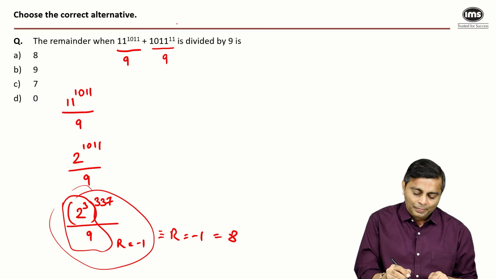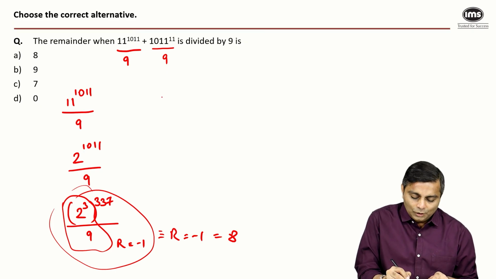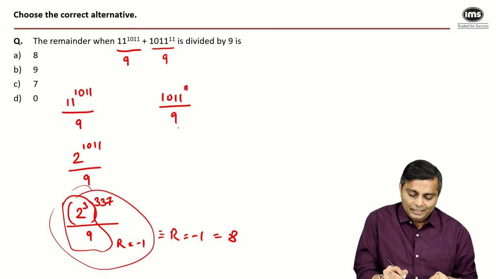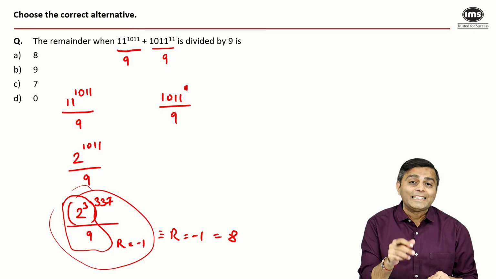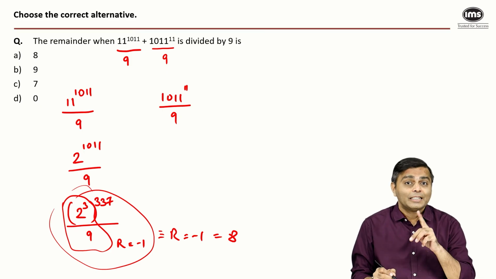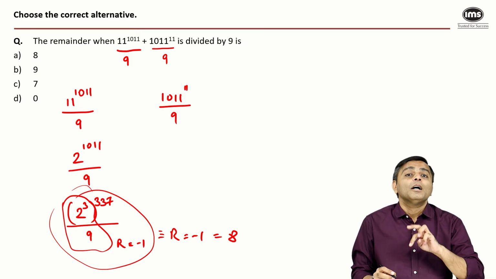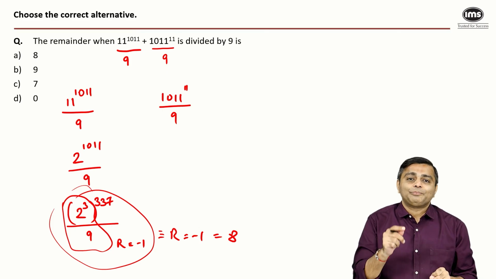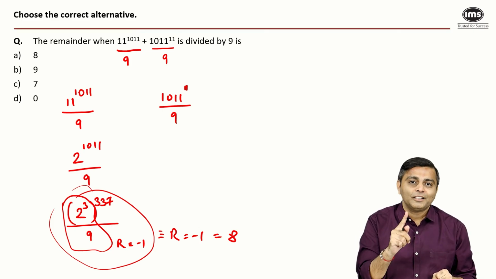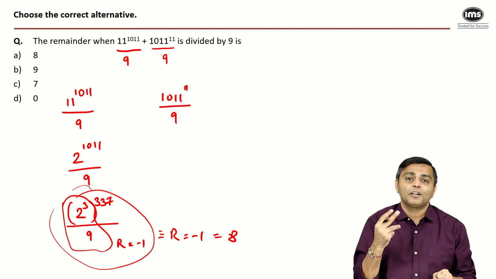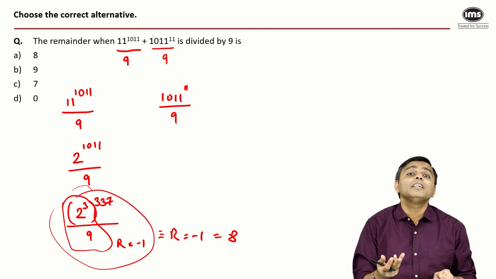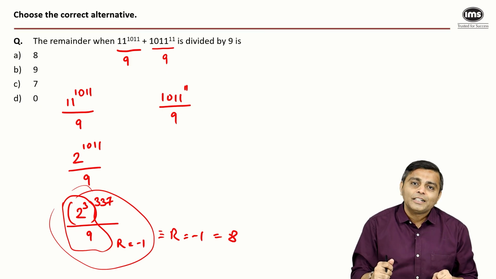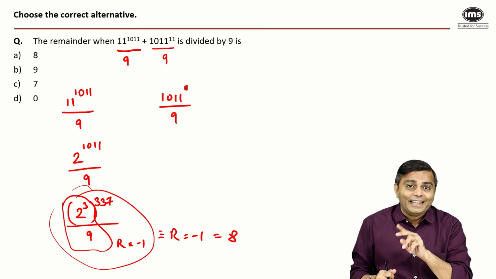Let's go to the second bit now. 1011 raised to 11, divided by 9. Now 1011, as we've just seen, is a multiple of 3, but not a multiple of 9. What you have to understand is that one 1011 will have one 3, the other 1011 will have another 3. So there are 11 1011s, which means there are 11 3's in the numerator. In the denominator, there are only 2 3's because it's a 9, 3 into 3.